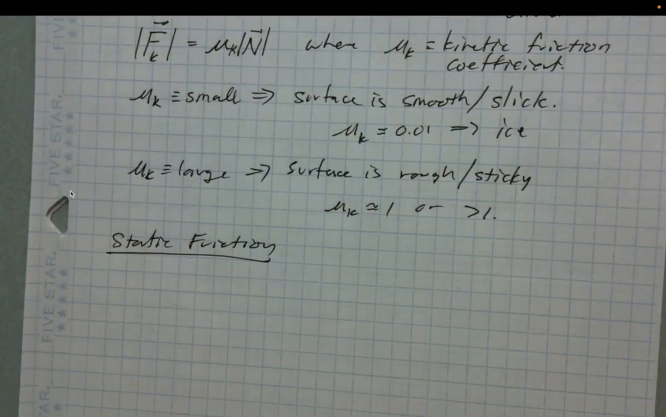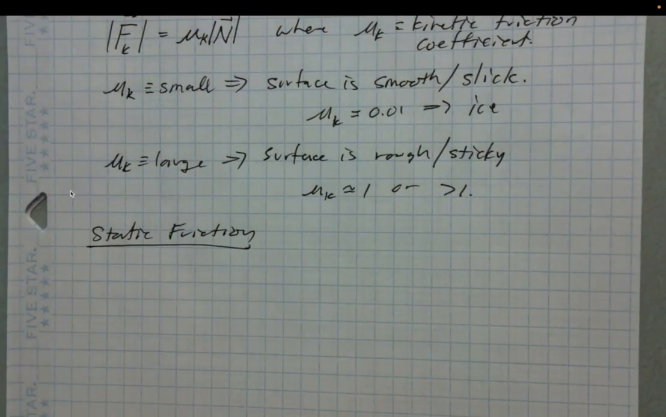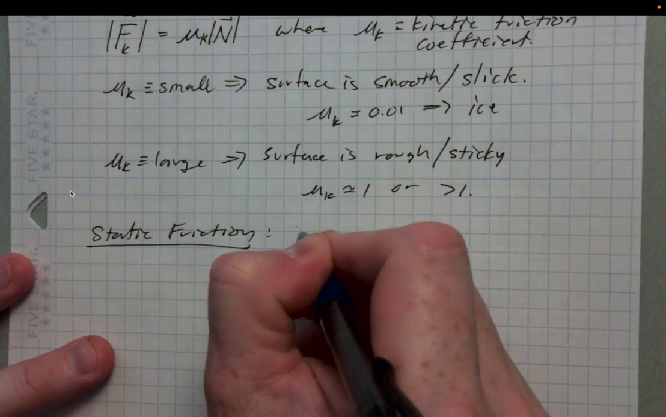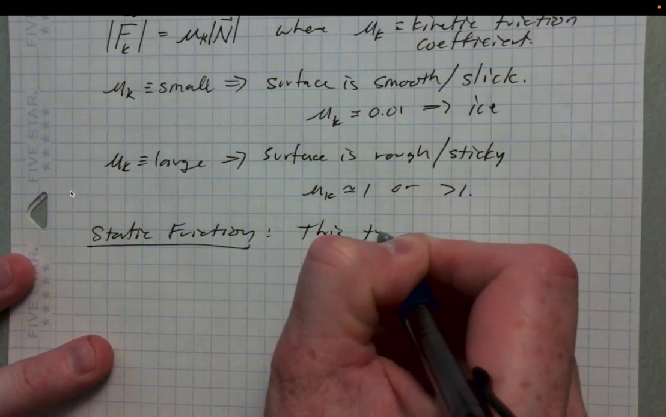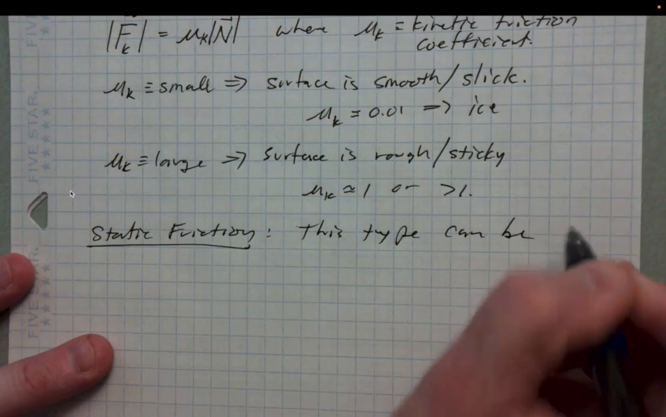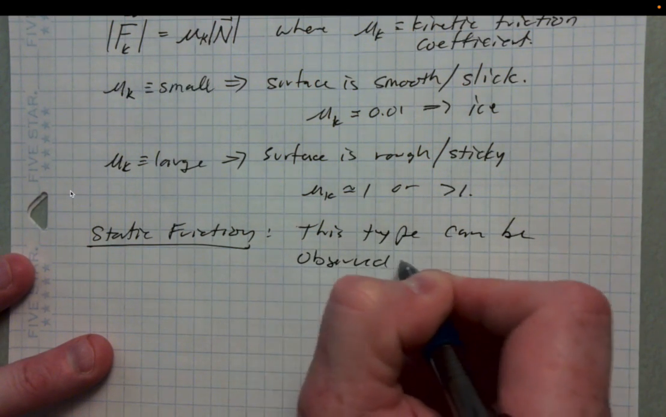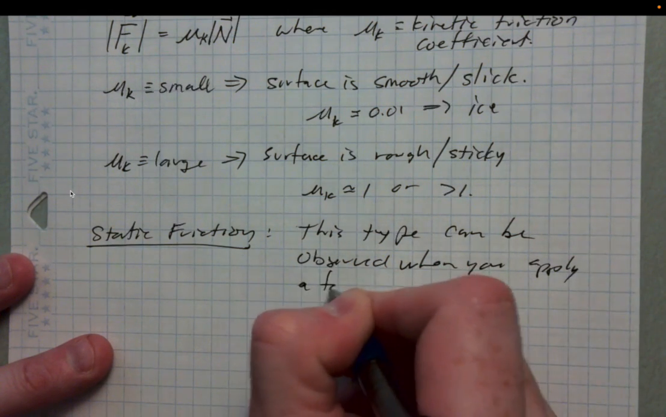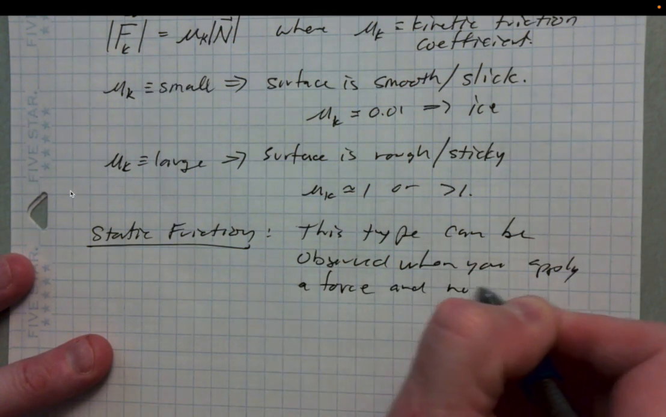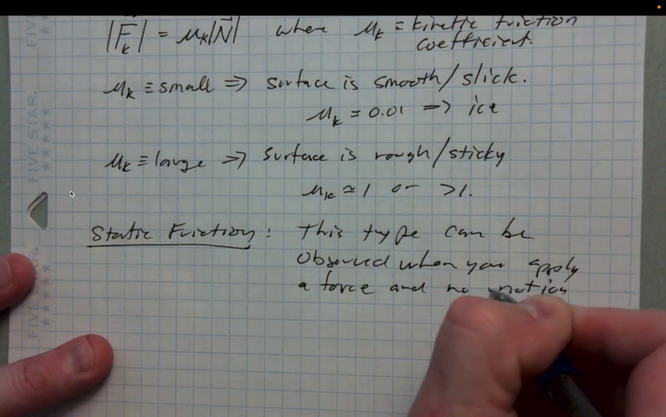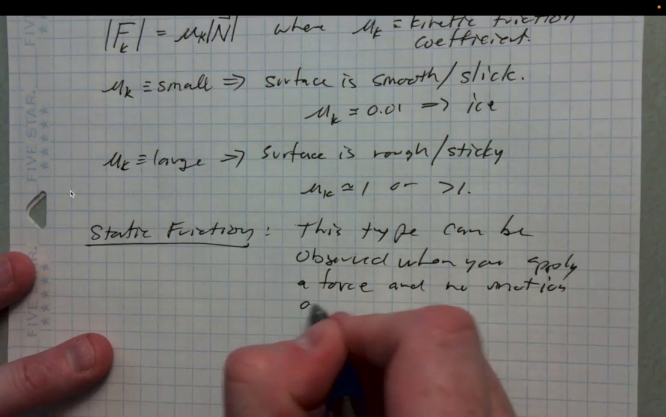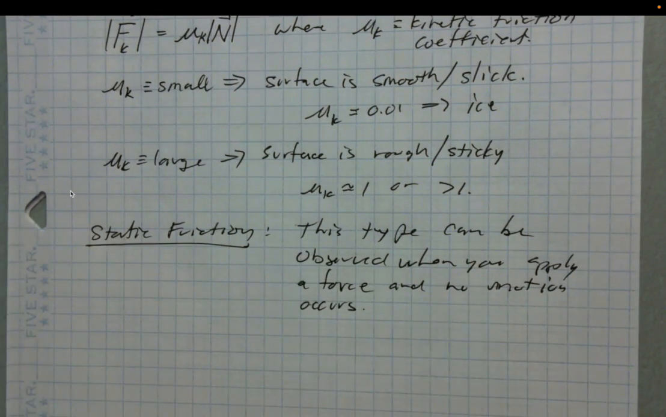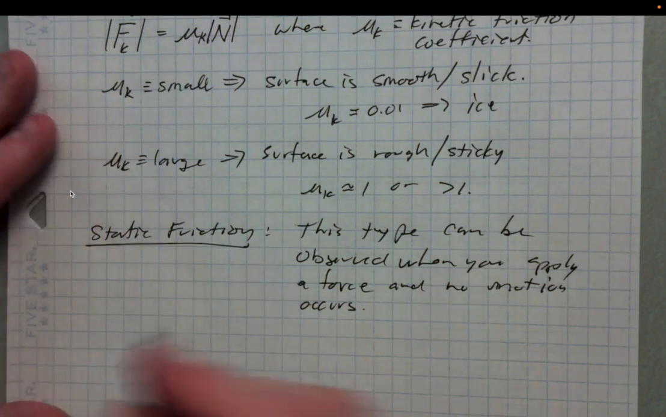Static friction is really similar, except it applies to the type you can observe when you apply a force and no movement occurs. Right, so it's the friction force between bodies that are not sliding.